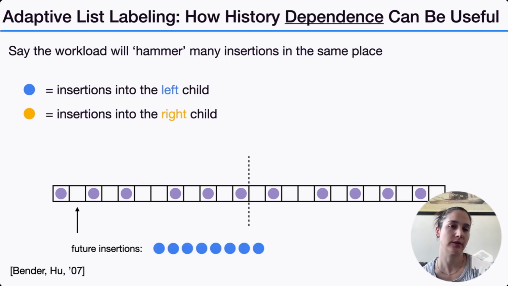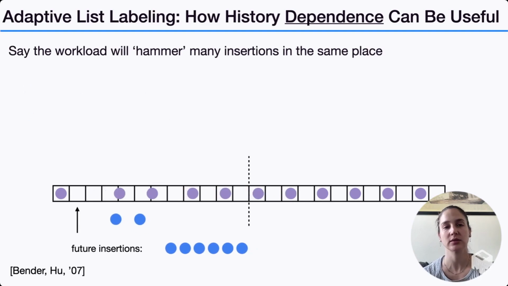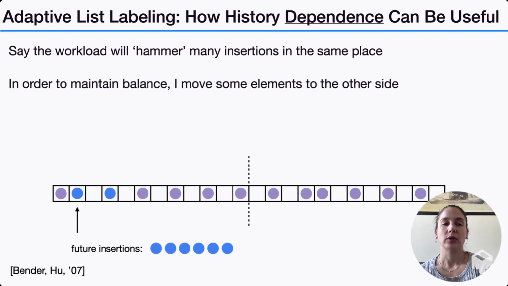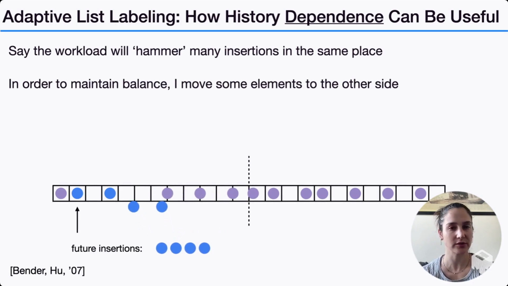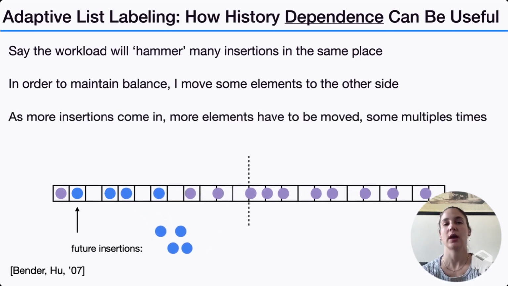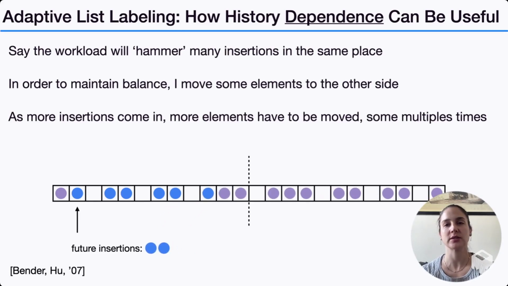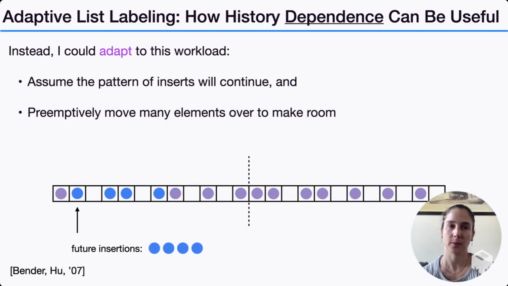So say I had a workload that we're calling a hammer, meaning it puts all of its insertions in the same place in the array. If I had a balanced strategy that wanted to keep the left and right side with roughly the same amount of elements, then I would move a couple elements away as insertions come in, a couple more insertions come in, I move some more, and so on. And so what you'll notice is that not only do I have to move more elements every time, some of these elements are getting moved multiple times.